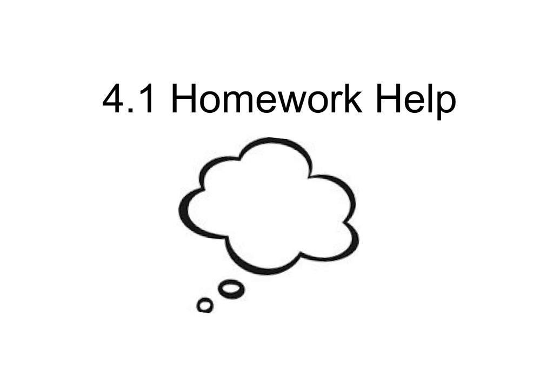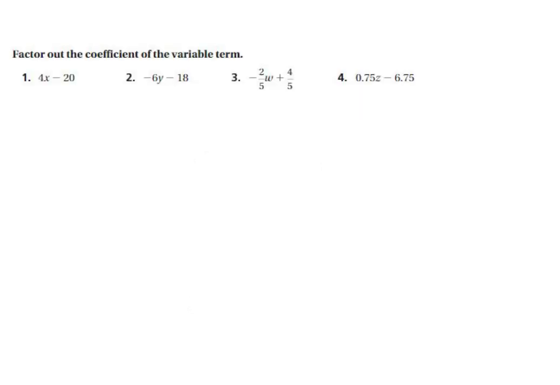Hello, this video will be for 4.1 homework help. For questions 1 through 4, this is our review. We are looking to factor out the coefficient of the variable term. So for example, in number 1, the coefficient is the number in front of the variable, so 4.